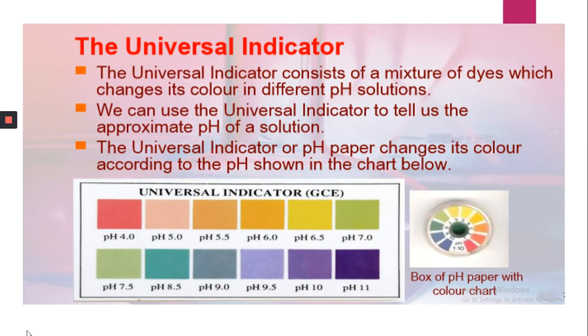Some other indicators are also there, like universal indicator. The universal indicator consists of a mixture of dyes which changes its color in different pH solutions. We can use the universal indicator to tell us the approximate pH of the solution. The universal indicator changes its color according to the pH.